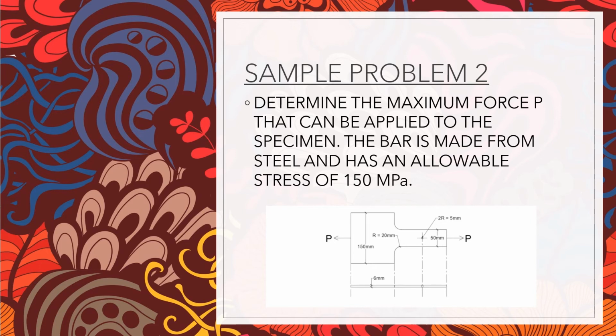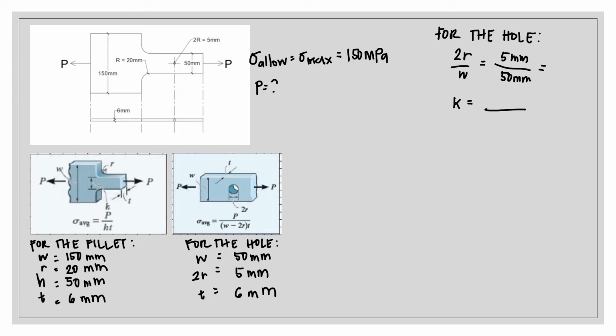Sample problem 2. Determine the maximum force P that can be applied to the specimen. The bar is made from steel and has an allowable stress of 150 megapascals. Allowable stress is equal to maximum stress, which is 150 megapascals, and we need to find the maximum value of P. So we're going to list down all the required values.